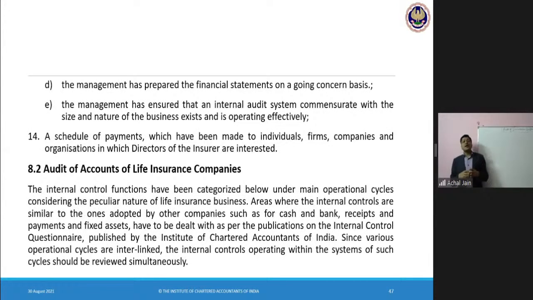So in a way, over here, what is happening? Management is required to categorically specify each and everything in the form of a report, which is then required to be authenticated by the management. Means they need to sign it. Clear? Clear on this?